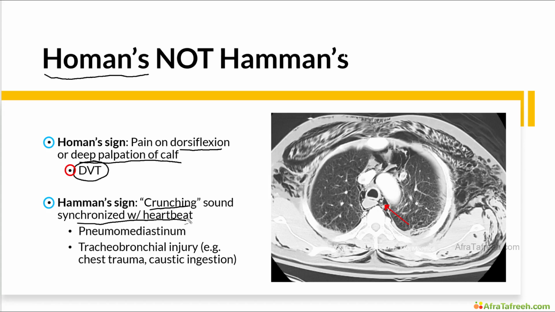with the patient's heartbeat. A Hamman sign can be appreciated when there is the presence of free air in the mediastinum, as is the case in pneumomediastinum, as well as in various instances of tracheobronchial injury, including chest trauma or caustic ingestion. And therefore, Hamman sign is what we would expect to see here, for example, in this patient on the right-hand side of the presentation, where you can see that we have some free air present in the mediastinum. And so simply remember, moving forward, DVT, Homan sign, pneumomediastinum and tracheobronchial injury, Hamman sign.